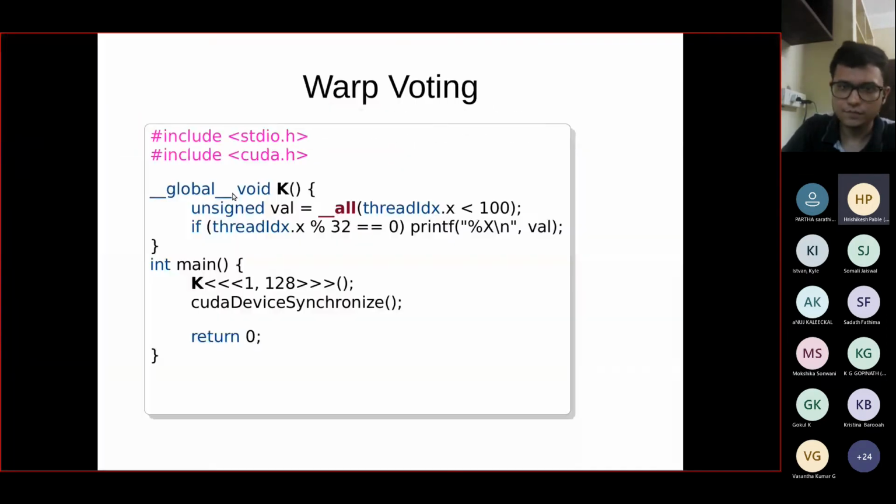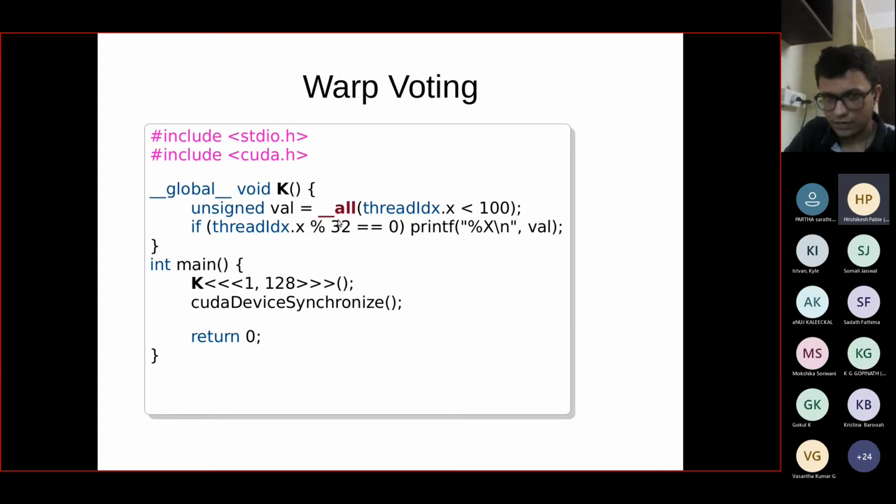Let us understand this. For warp 0, 1 and 2, this is true, right? Because this condition, thread ID x.x is less than 100, is true for the threads from 0 to 31, which is warp number 0, 32 to 63, which is warp number 1, and 64 to 96, which is warp number 2. For all these threads, thread ID x.x is less than 100, which is true for all the warp threads. So this all will give true for warps 0, 1 and 2.